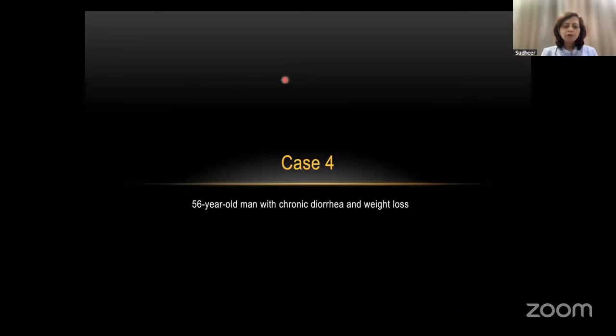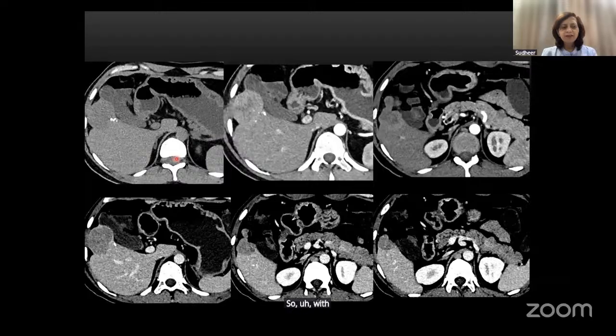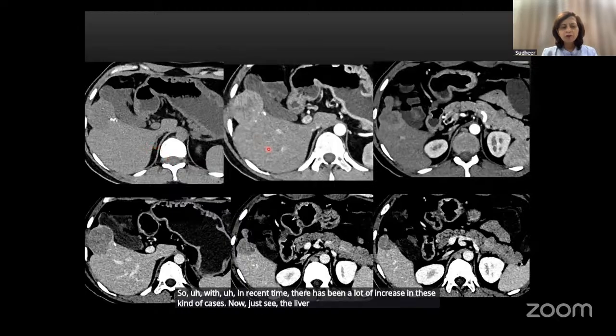So moving on to the next case, a 56-year-old man with chronic diarrhea and weight loss. In recent times, there has been a lot of increase in these kinds of cases. Now just see, the liver parenchyma is non-cirrhotic, and you can see one hypervascular mass in segment 5. There's a tiny calcification along the margin of the mass.